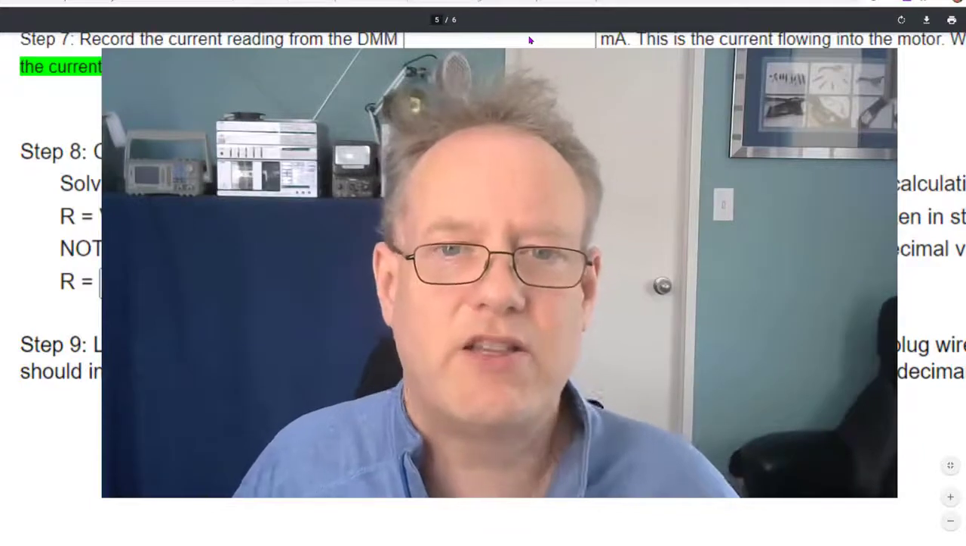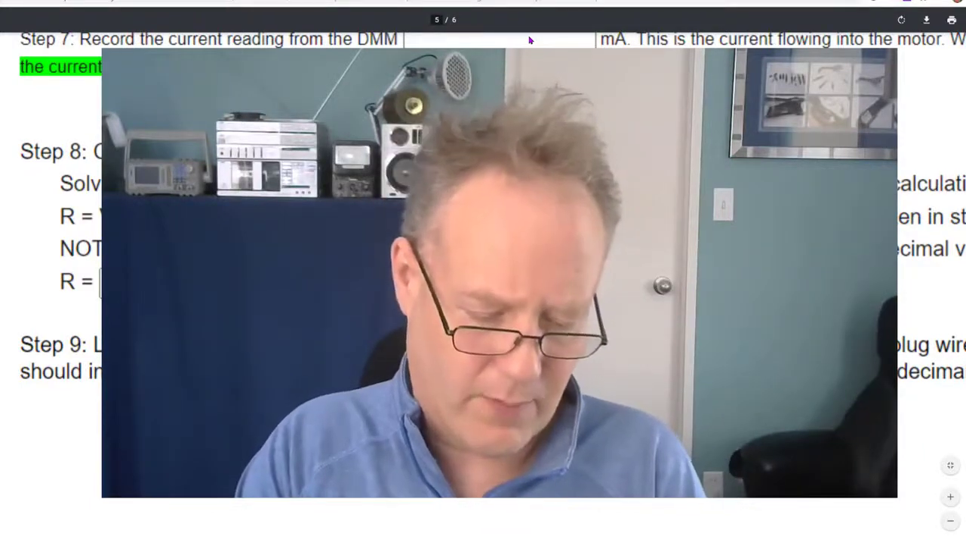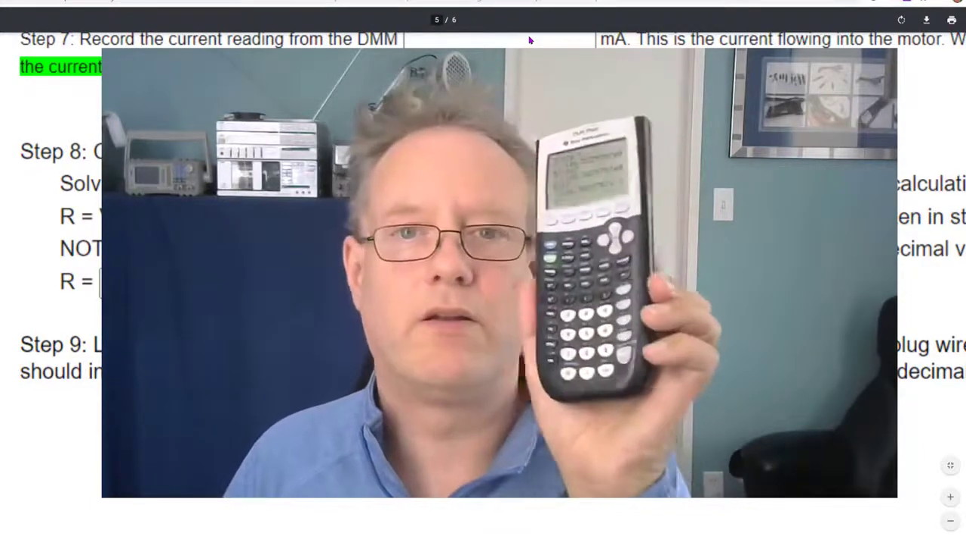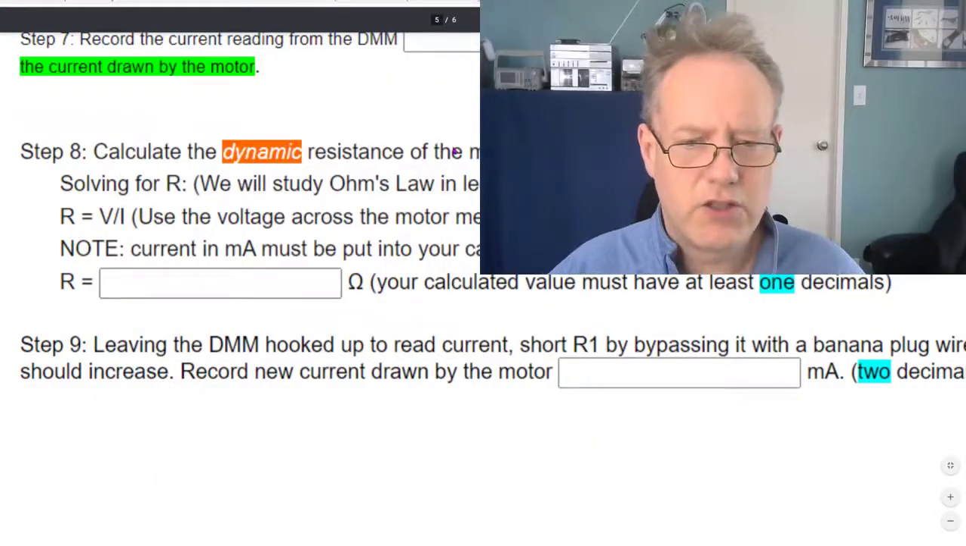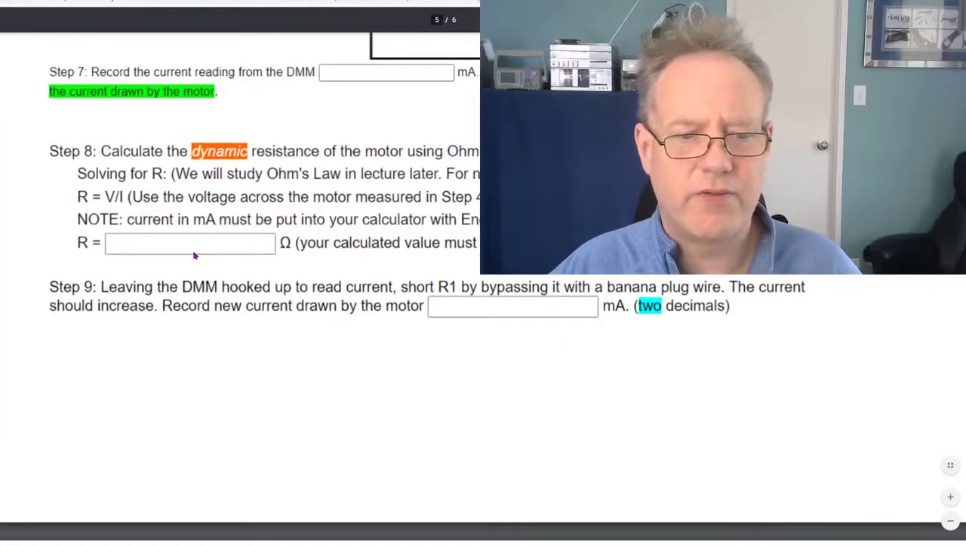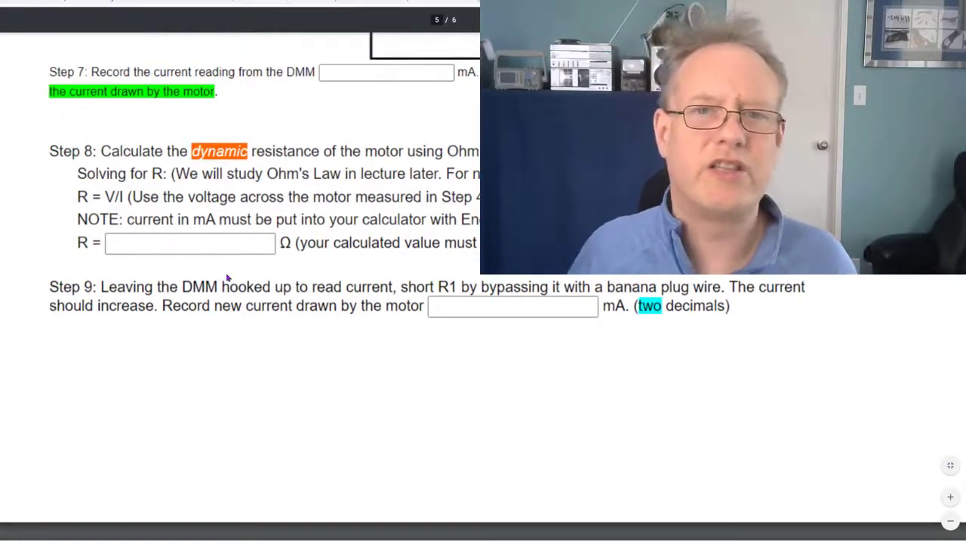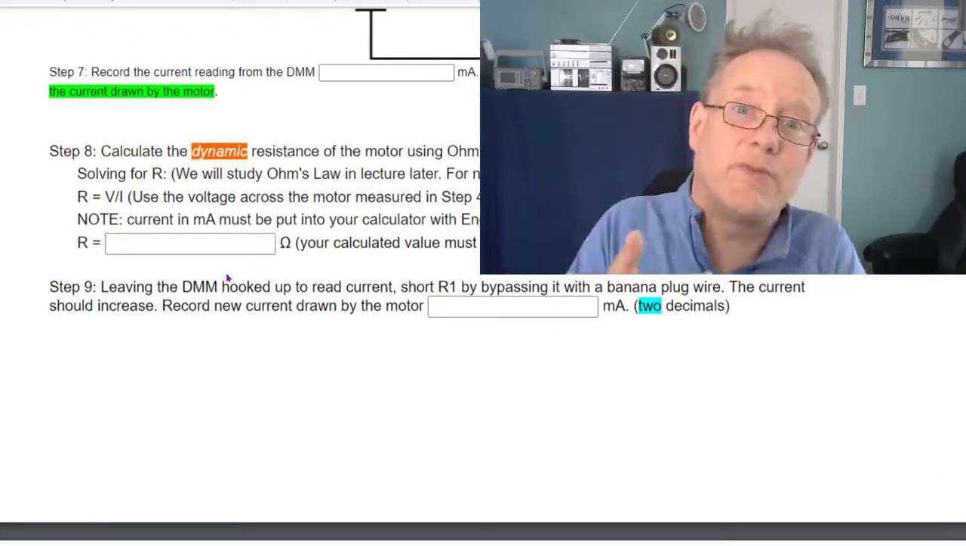One or the other. You can't just type in 5 divided by 47. You can't do that. It's not allowed. So move forward there. Make sure you do that calculation, right? And when you put the value in here, make sure that there's at least one decimal, because I need that decimal in there.